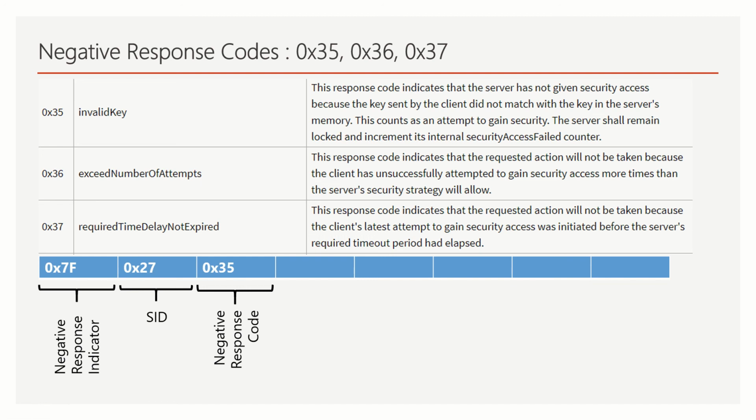Just like our mobile, which will not allow you to attempt again with any pattern or pin for some time, similarly we also have a timer which starts after 36. If you try to attempt during that time, it will send NRC 37. It says the required time delay has not expired, it is not yet completed, so it sends NRC 37. All these NRCs are linked with service 27.